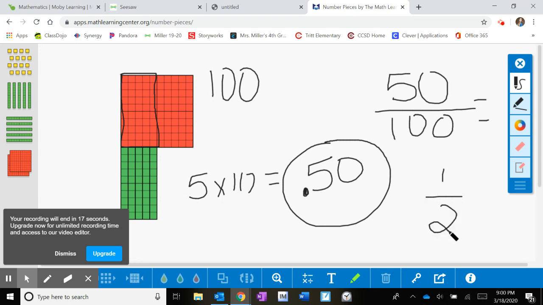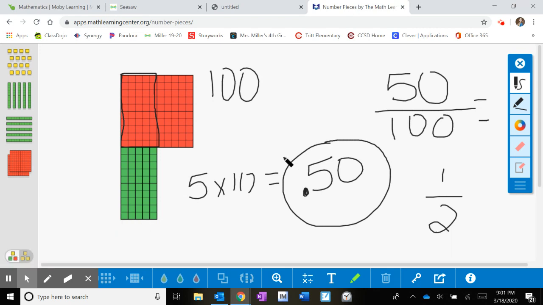So you're going to write whatever numbers you're comparing. Is it less than, greater than, or equal to 1/2 or 0.50 or, in decimals for reading it, 50 hundredths? Good luck, guys.